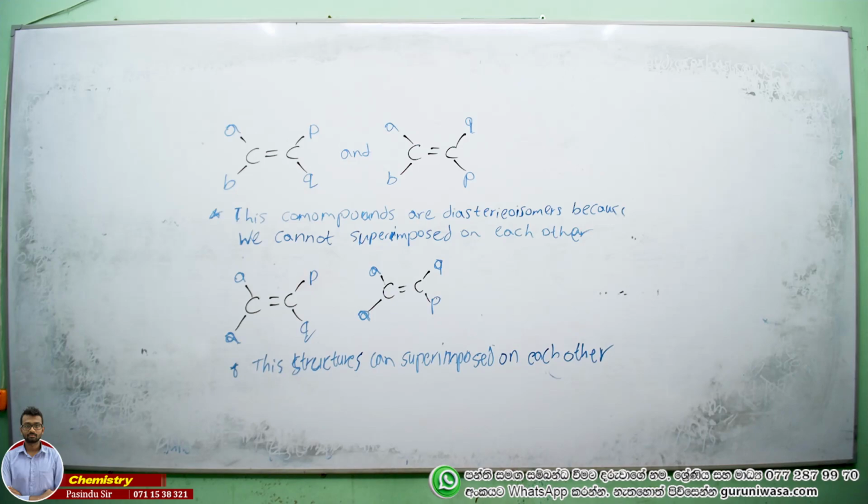Right. Next point, geometric isomerism is one occasion where diastereomerism is seen.